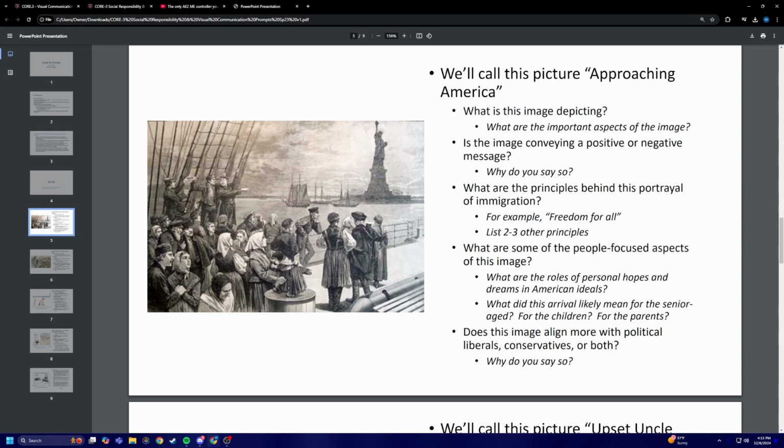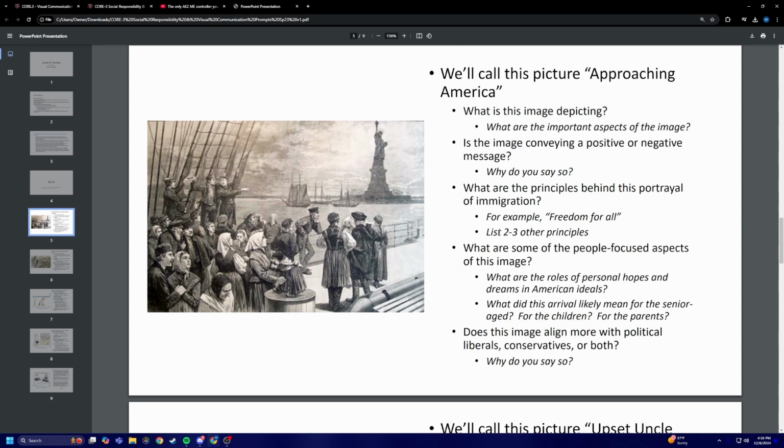Senior-aged, maybe not as well, because they'd have to enter a country with no financial safety net to back them. They just go in and start fresh. The parents, they're probably somewhere in the middle. I think for the children, it was the best. Parents, middle. Senior age, probably not as good.